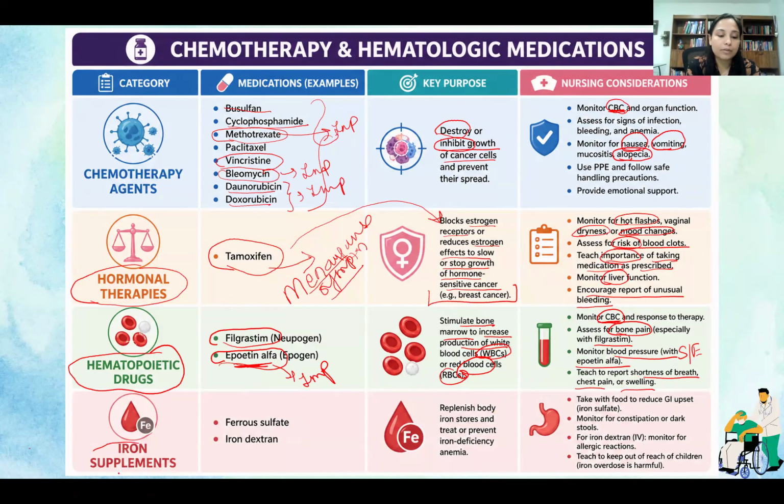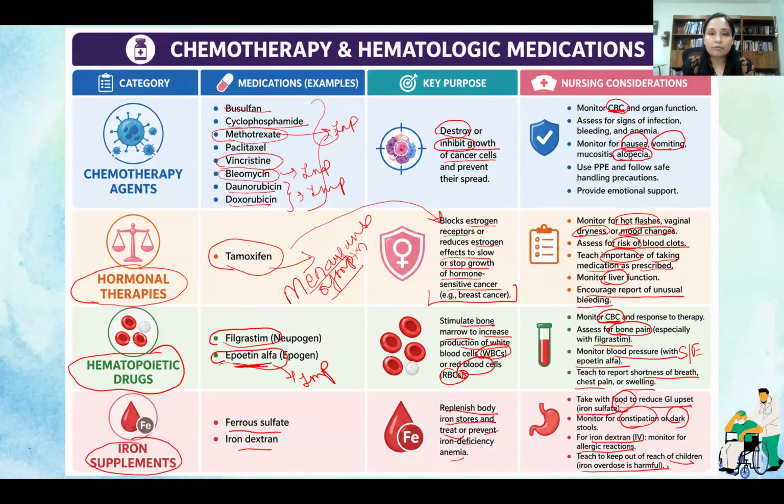Next is the iron supplement. Iron supplements like ferrous sulfate and iron dextran can be given to the patient to replenish the body's iron store and treat and prevent iron deficiency anemia. Take with food to reduce GI side effects, that is for ferrous sulfate, and monitor for constipation and dark stool. For iron dextran, which is IV, monitor for allergic reaction, and teach to keep out of the reach of children, because iron overdose can be harmful.